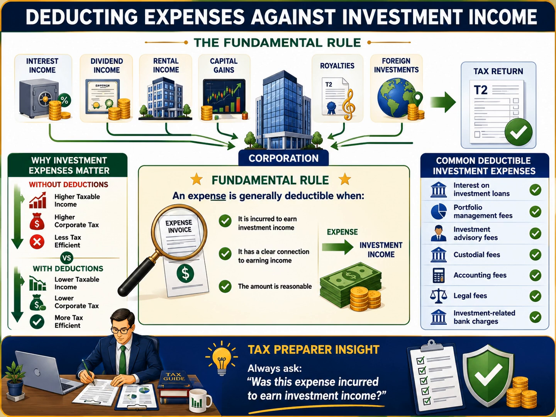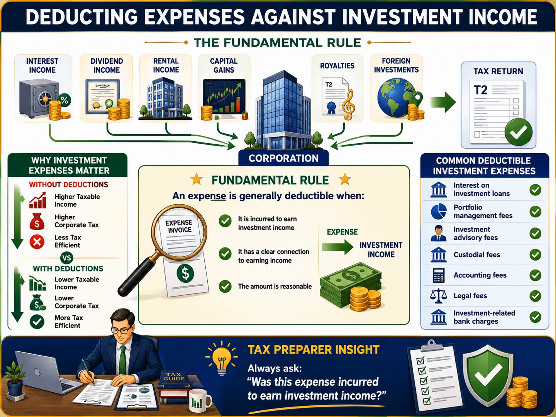purposes. As shown at the top of the slide, corporations can earn investment income from many different sources, including interest income, dividend income, rental income, capital gains, royalties, and foreign investments. All of these income sources flow into the corporation and ultimately affect the corporate tax return.